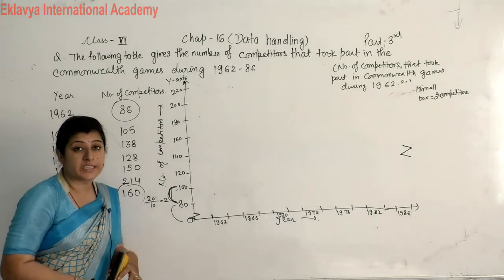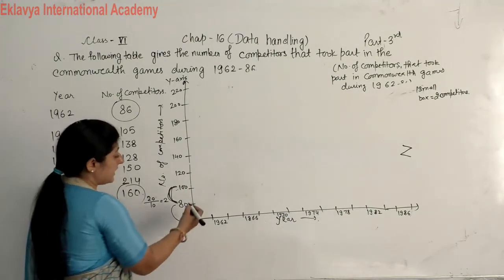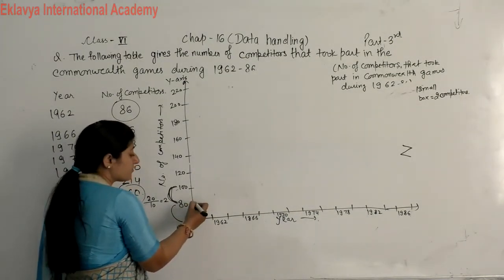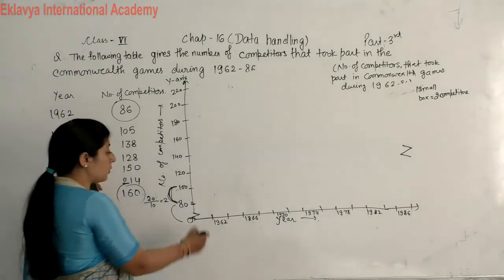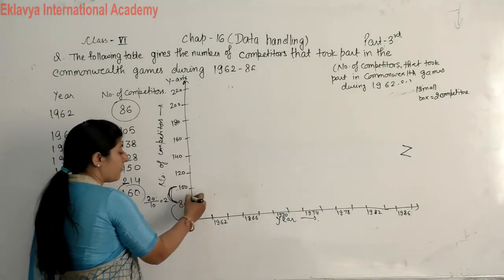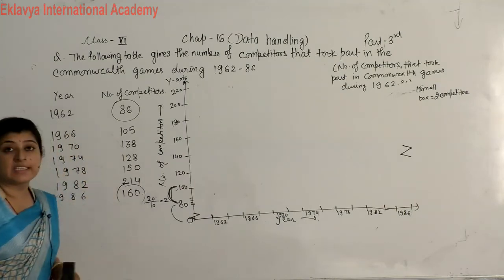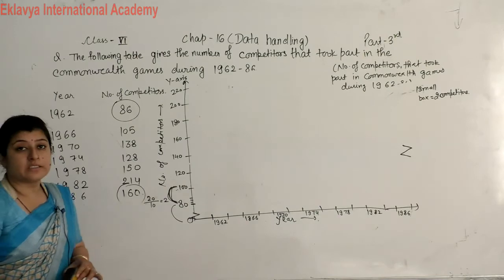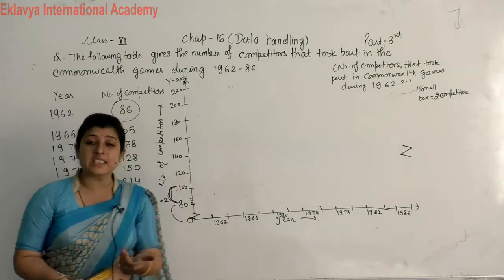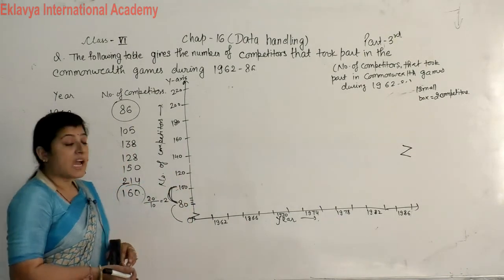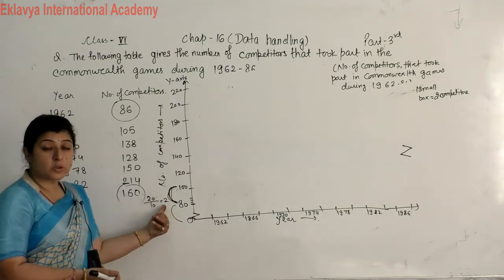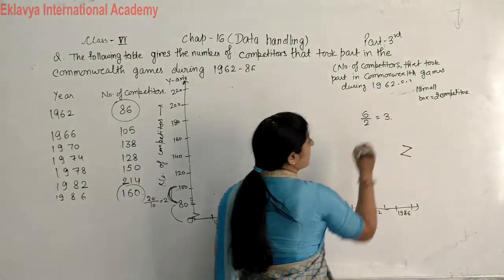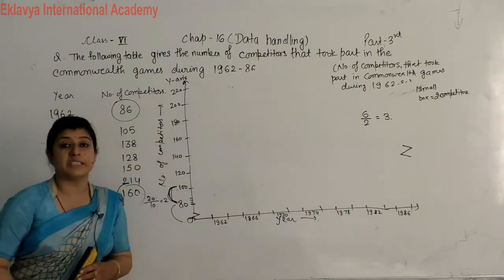How to calculate it? So, see, after 80, next 82, then next 84, then next 86. So how many parts are required? After 80 we need 6 more competitors, and one part shows 2 competitors. It means 6 by 2 is equal to 3. So 3 more divisions we need for it.